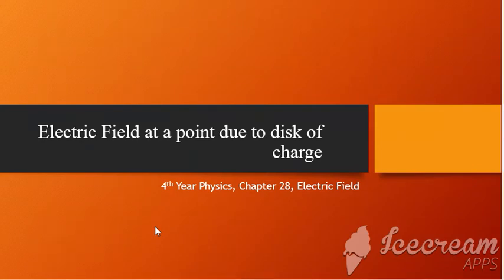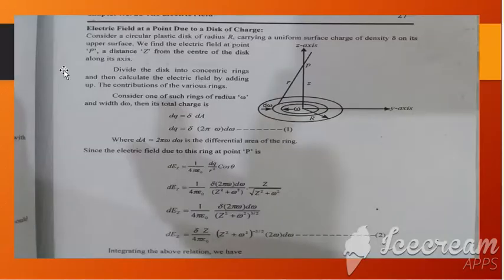Students, my today's lecture is about the electric field at a point due to a disk of charge. Let us move towards this topic, which is the electric field at a point due to a disk of charge. For this purpose, consider a circular plastic disk of radius r. Here it is given in the diagram.